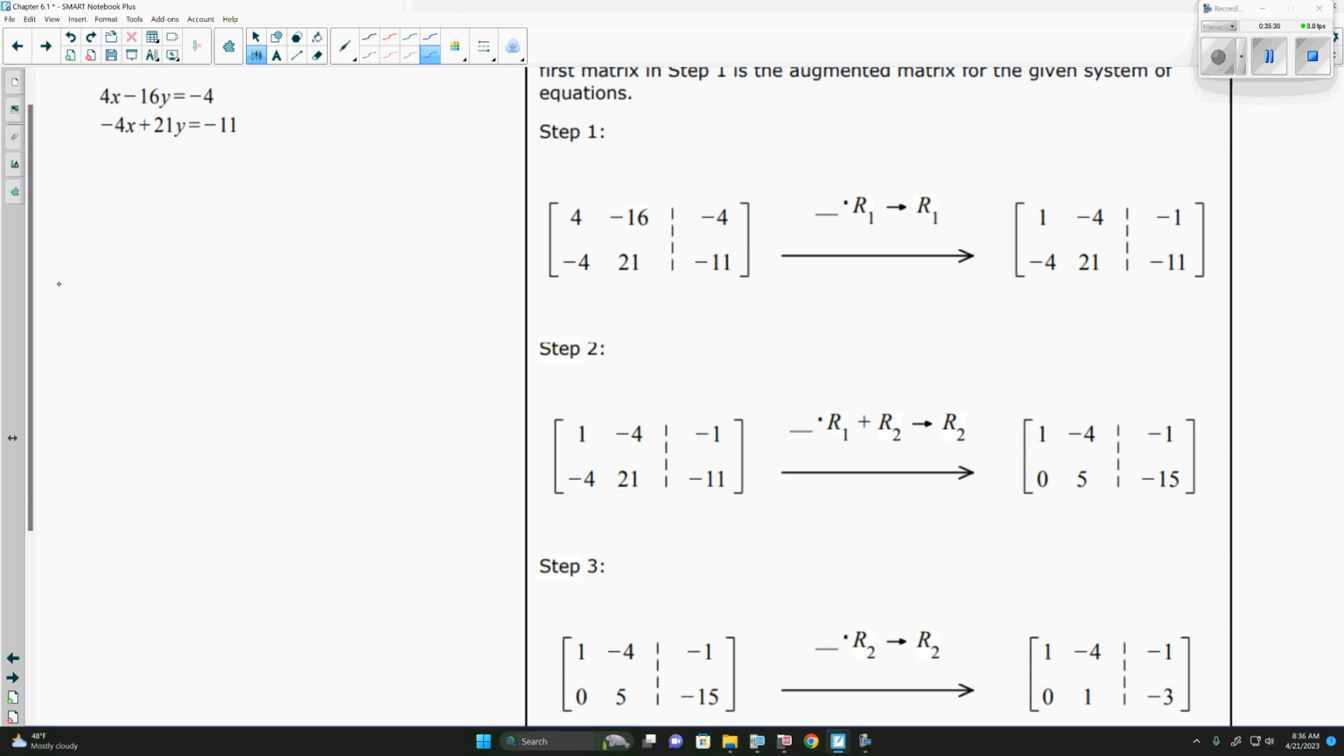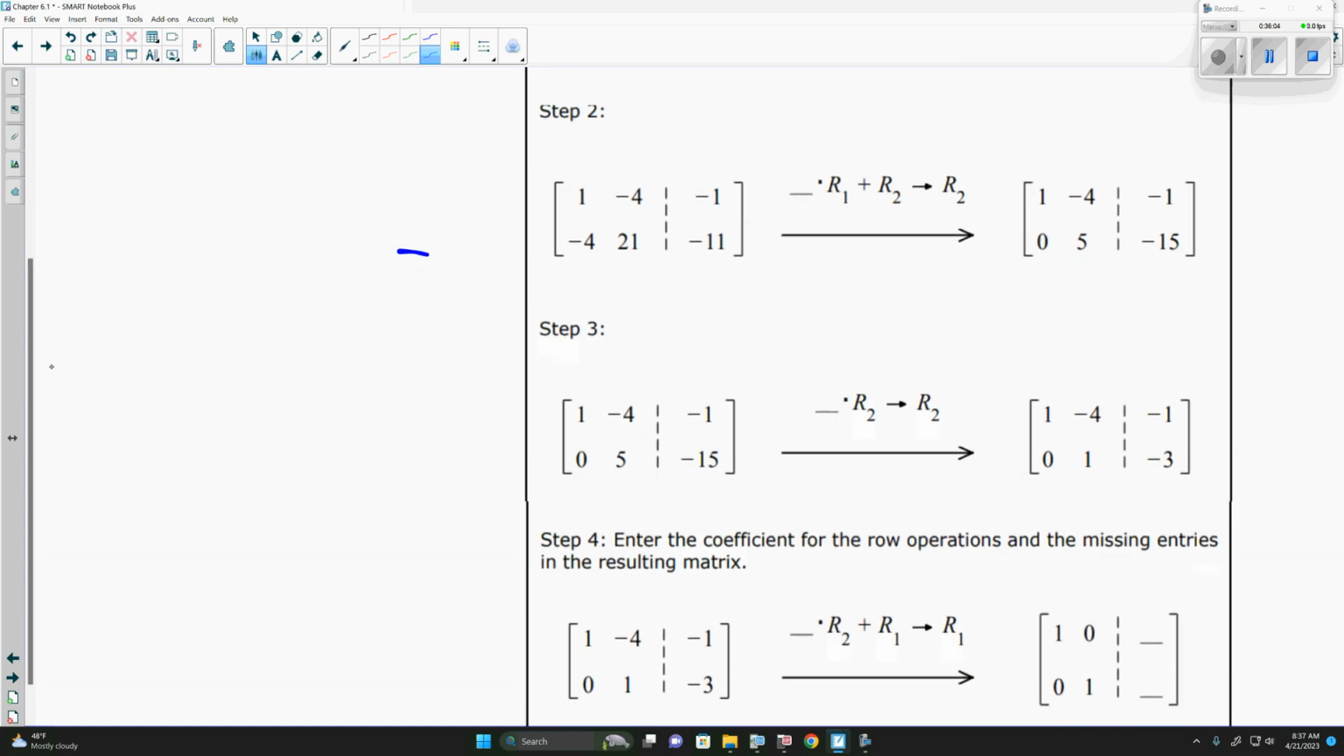So if we look at this here, it's telling us row 1 changed, yes? Well, the first number was 4, it's now 1. The second number was negative 16, it's now negative 4. The last one was negative 4, it is now negative 1. So what does it look like we did? We multiplied everything by 1/4. So that'd be the first part of your answer.